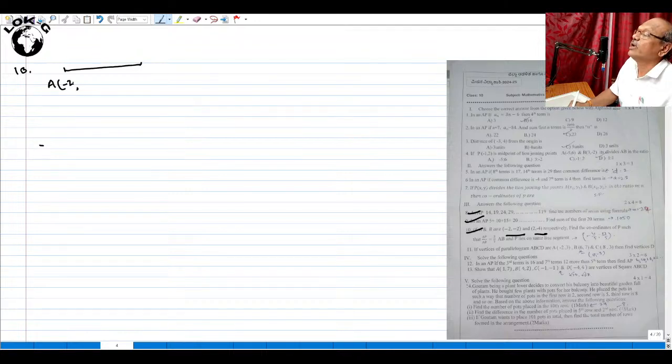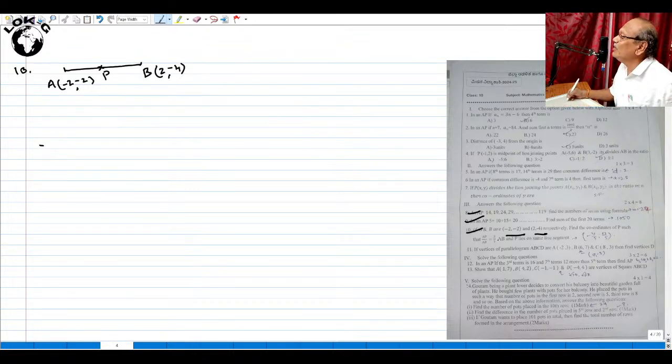Have the practice of drawing diagrams in coordinate geometry and geometry so that things will be very clear about what you are going to do. There will be no mistakes at all. B is (2, -4). There is a point P. Instead of giving P, they have given the ratio, right? Many students will get confused. AP upon AB is nothing but 3:7. Means here m is 3 and n is 7.